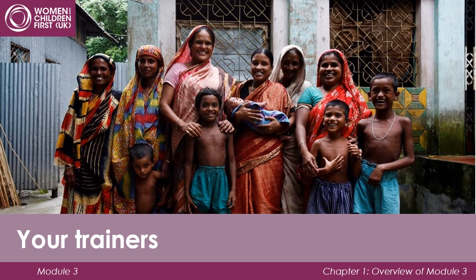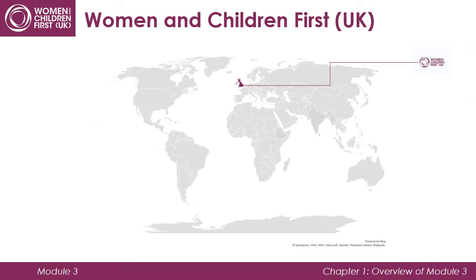Let's now introduce your trainers. Your trainers are from Women and Children First, also known as WCF. WCF is a UK-based NGO working internationally to ensure all women, children and adolescents can survive and thrive. WCF develops and tests low-cost community-based innovations to support women and children and adolescents to survive and thrive. This includes our flagship innovation, PLA-MNH, which is ready for scale, but also other early stage innovations which are being incubated, undergoing prototyping and testing.